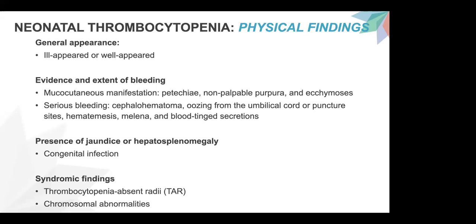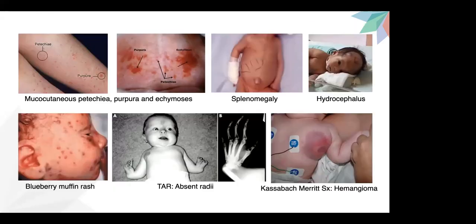Okay, jaundice or hepatosplenomegaly on physical finding might give a clue that this neonate has congenital infection, TORCHES. Another thing is by looking at syndromic findings like TAR, chromosomal abnormalities. Next. So these are the presentations of the bleeding: petechiae, purpura, ecchymosis on the skin, and also mucous membrane. Another thing is not just splenomegaly, but look for hepatomegaly also. Okay. A neonate with TORCHES infection might also present with hydrocephalus and blueberry muffin rash.